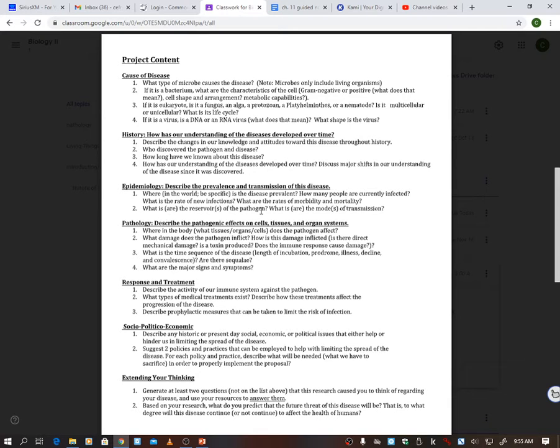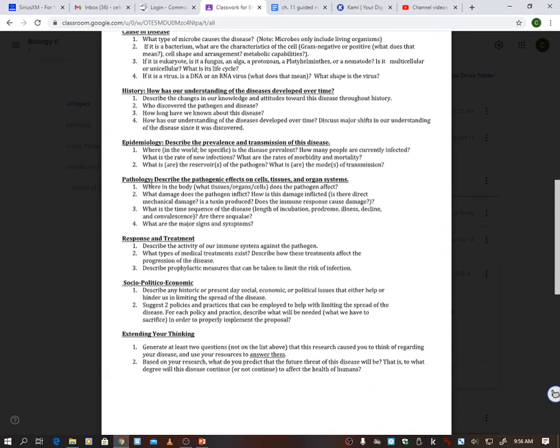What is the reservoir of the pathogen? So that could be something like a mosquito could be the reservoir. That could be what passes it along, or maybe it's just humans. What is the mode of transmission? So is it passed along through droplets, air droplets? Is it passed along by mosquitoes or an animal? Like, how is it passed?